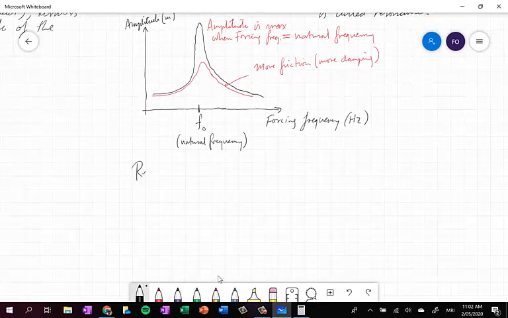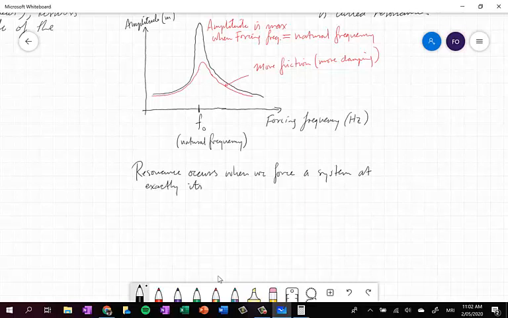So resonance occurs when we force a system at exactly its natural frequency. And the natural frequency is determined using our equations.